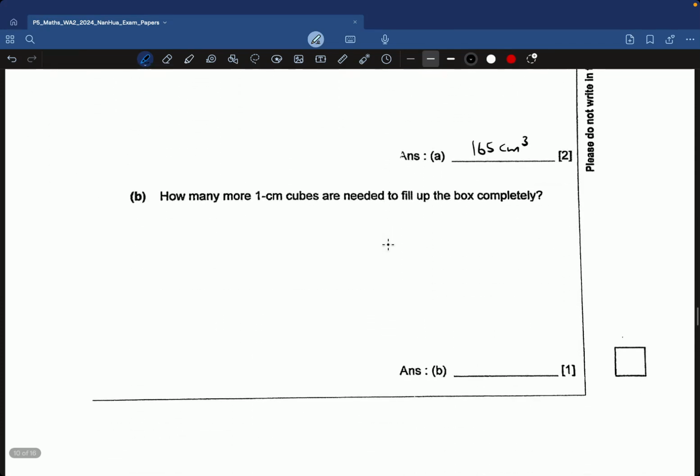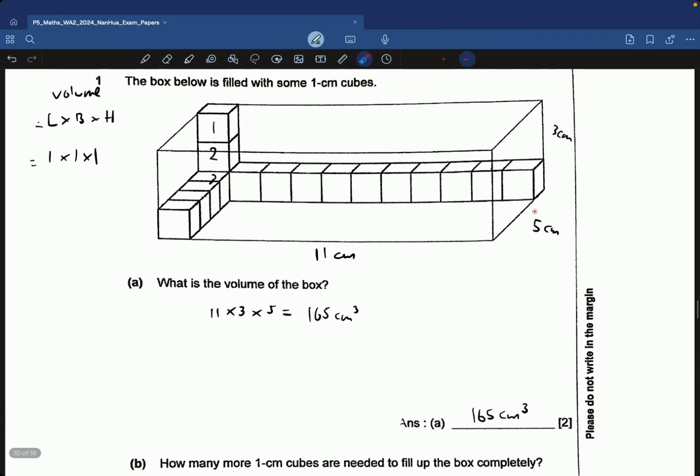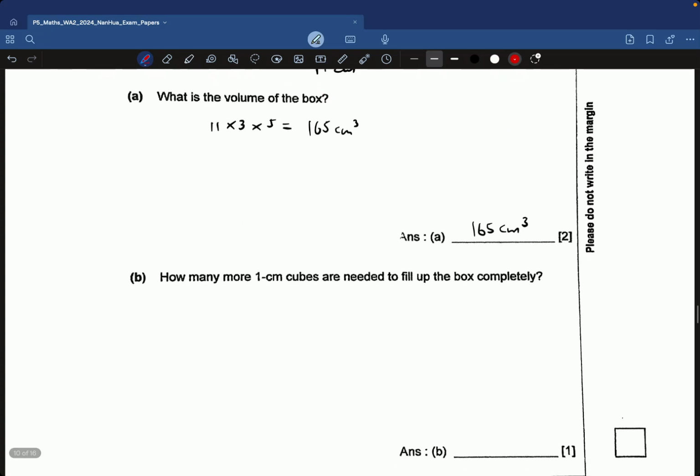Question 1b. How many more 1 centimeter cubes are needed to fill up the box completely? In this case, we need to count how many cubes we have. Let's count it. I'm going to put this in red. We have 1, 2, 3, 4, and then 5, 6, 7, 8, 9, 10, 11, 12, 13, 14, and then 15 and 16. And we have the middle one that we don't see, 17. So we have 17 cubes over here.